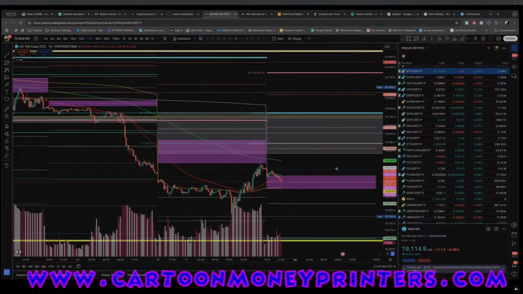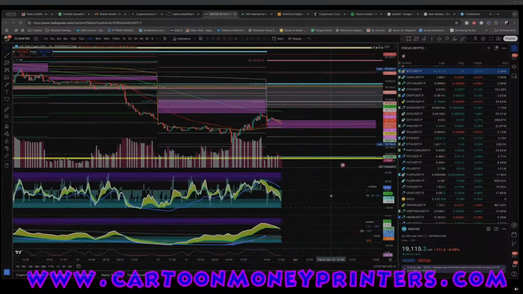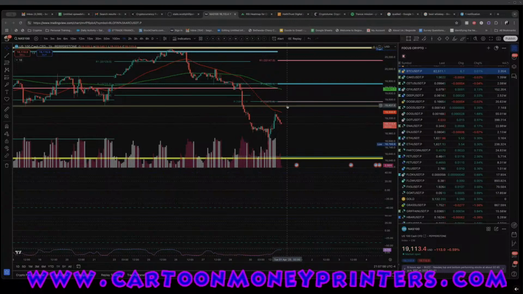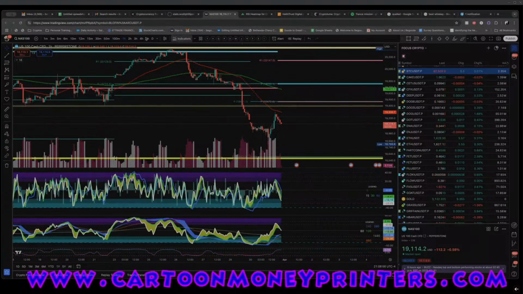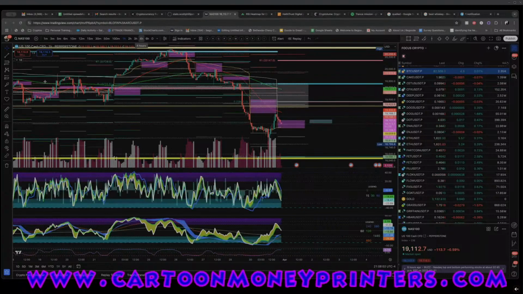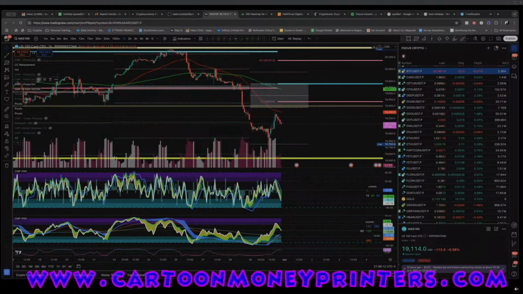Get a nasty little pullback here. All right, let me get the par up. Let me get on the 1 hour or something. Let me clean this up a little bit. Get all these pivots. I keep the weekly. All right.